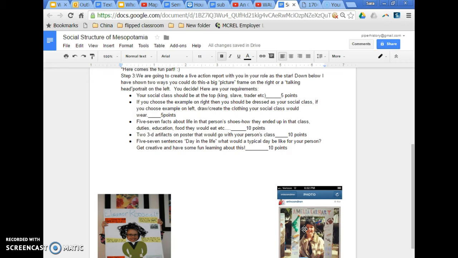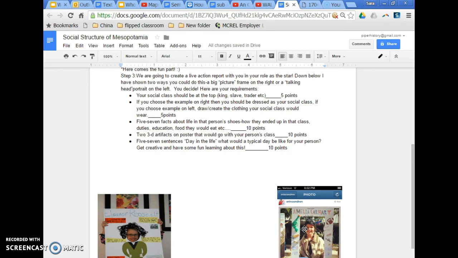And so on. You could also talk about what types of food they ate, because believe it or not, your social status would determine that. It would determine what kind of housing you had, what kind of clothes you wore, and then basically, what are your jobs? What are your duties?